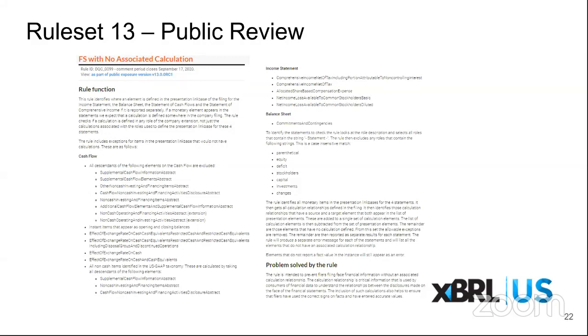We went back and looked at that. It also identifies cases where companies have excluded their calculation linkbases altogether, so it's going to pick up those as well. And in most of the cases it picks up, you may be rolling forward from a prior period, but you've added a new element and put it into the taxonomy, but the company forgot to put the calculation in. So it's picking up those as well.